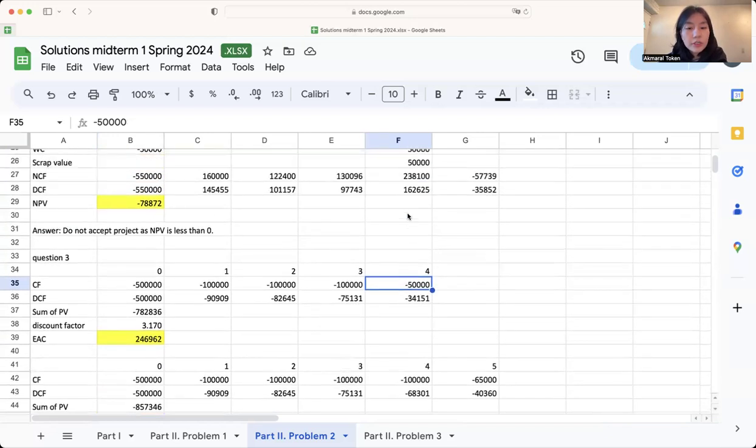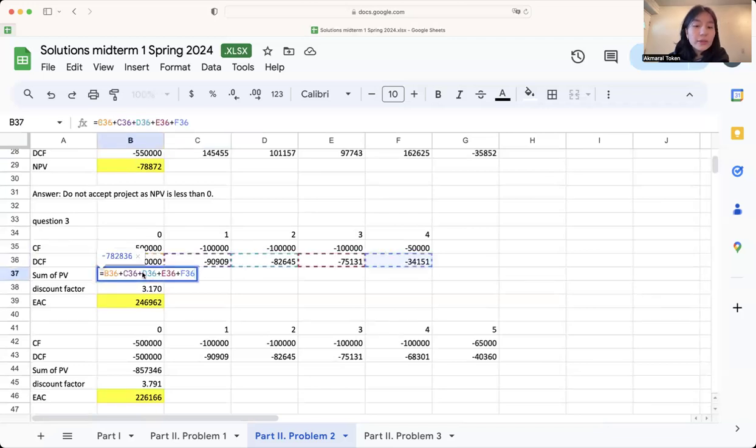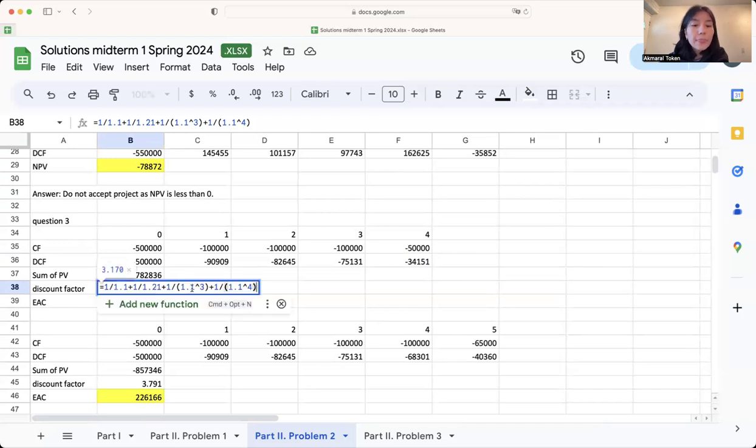So for this question, it's minus $100,000 plus $500,000, which gives us minus $500,000. So you discount them by the appropriate discount period and find the sum of all cash flows. In this case, the sum of all cash flows is $780,000, and then find the discount factor. This seems complicated, but in fact it's not.